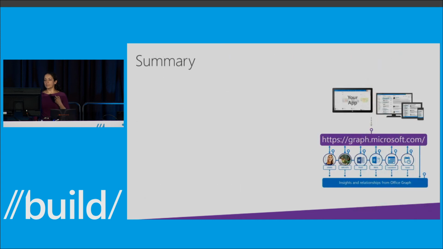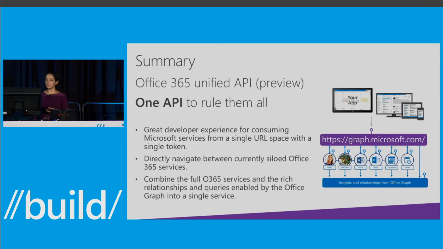OK, so I'm heading towards the end. In summary, we have this awesome API, the Office 365 Unified API. It's a single API for all of the Office entities, and there are 3 key points to take away. This API makes it super easy to get to all of the data that is in Office 365. It breaks the product barriers and allows you to navigate between all these siloed services.